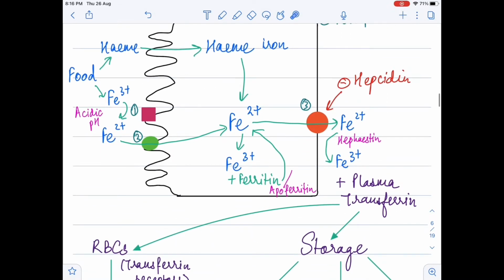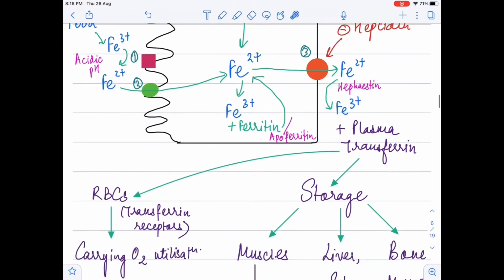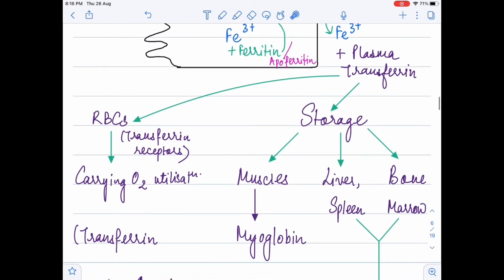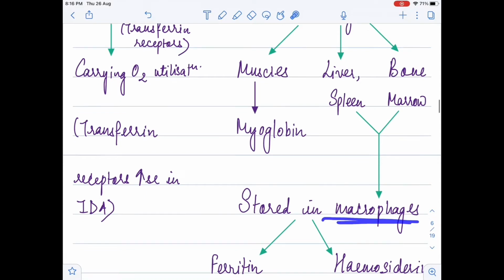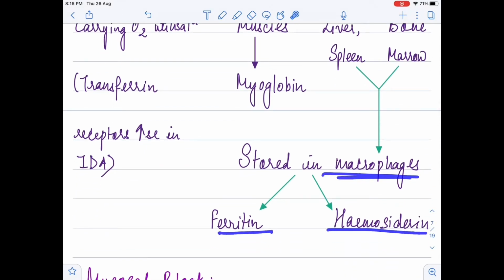Now ferrous ions, as they come out, are converted into ferric ions, which with the help of plasma transferrin move to RBCs for oxygen carrying, as they bind to transferrin receptors, or they can move to muscles, liver, spleen and bone marrow for storage. In the muscle, it is stored as myoglobin, while in the liver, spleen and bone marrow, it is stored in macrophages in the form of ferritin and hemosiderin.